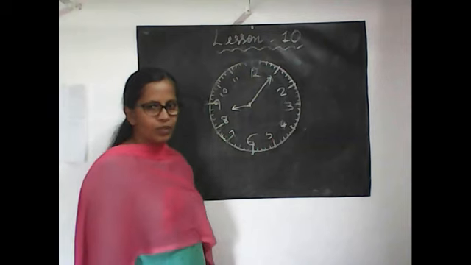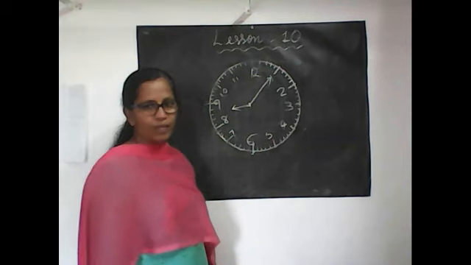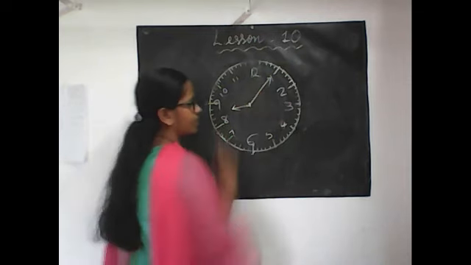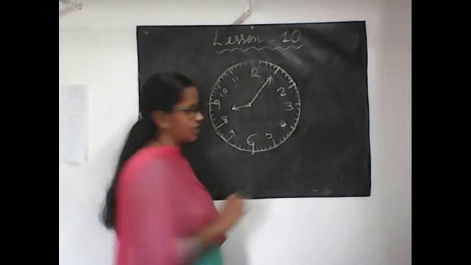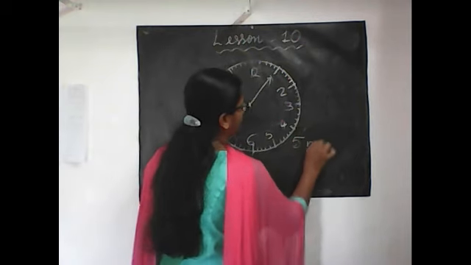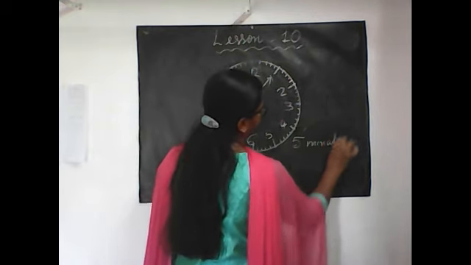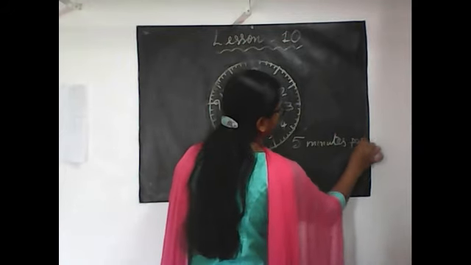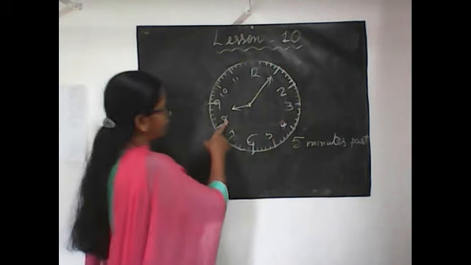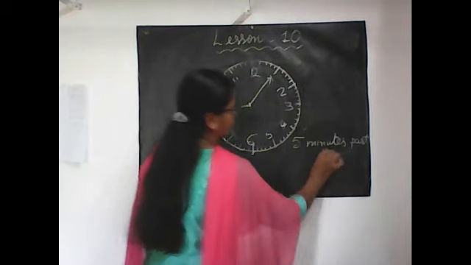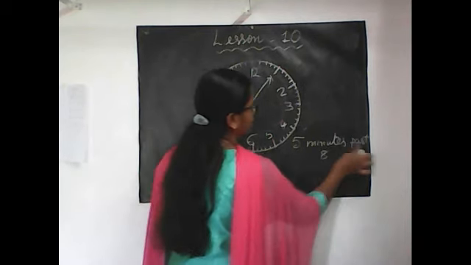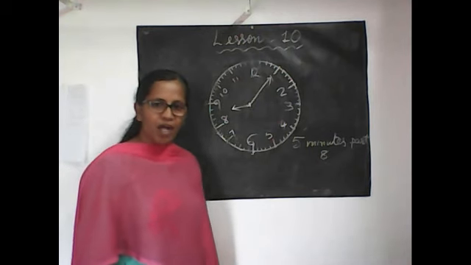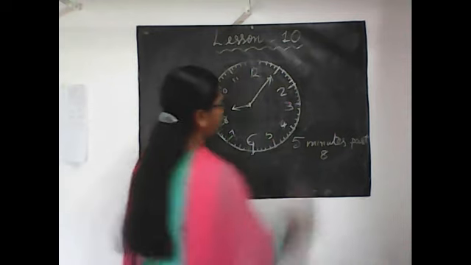What is the time now? In words as well as numerical representation. Both ways. Yes. How many minutes? 5 minutes. Yes. You can write 5 minutes. It's finished, so we write past. What is the hour? In between 8 and 9. So 8. 5 minutes past 8. 5 minutes past 8.